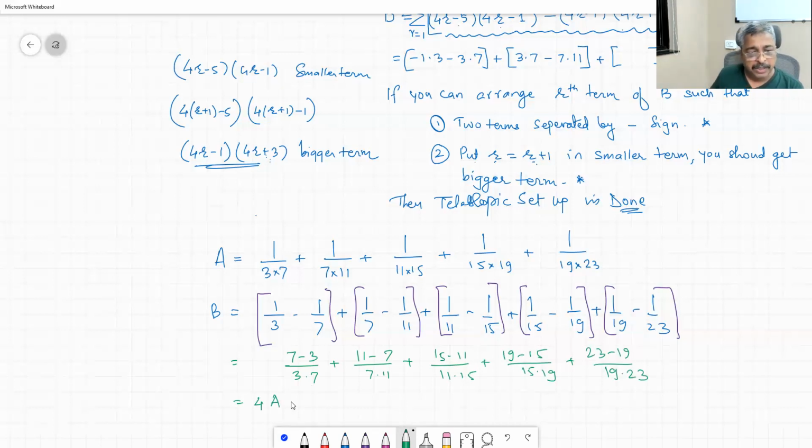But then B is equal to 1 by 3 minus 1 by 23, which is equal to 23 minus 3 is 20 upon 69, and therefore A is equal to 5 upon 69. This is beautiful. This is amazing.